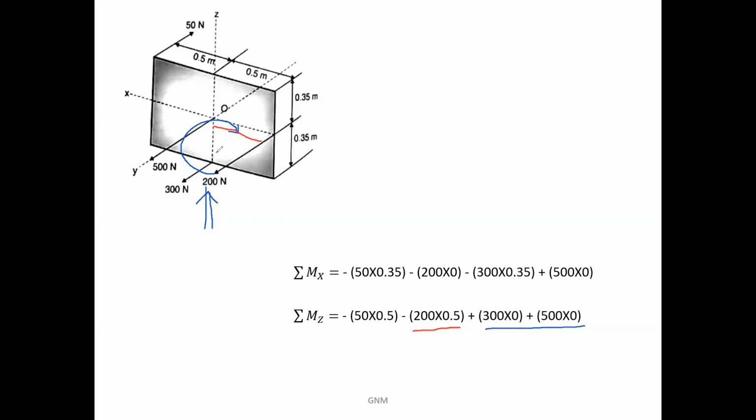Next is this 50 Newton force. It will rotate again about the z-axis like this. Its direction of rotation is clockwise. So minus 50 into its distance from the z-axis, which is again 0.5. This is how I can write moment of the 50 Newton force about the z-axis.